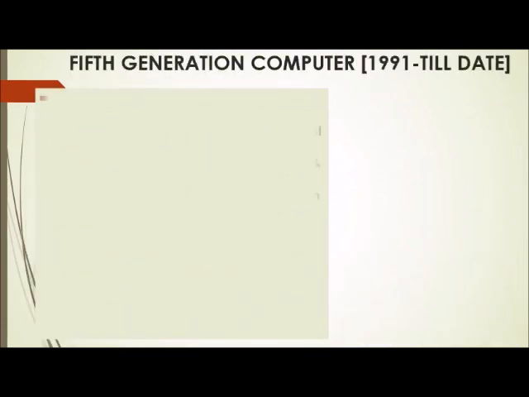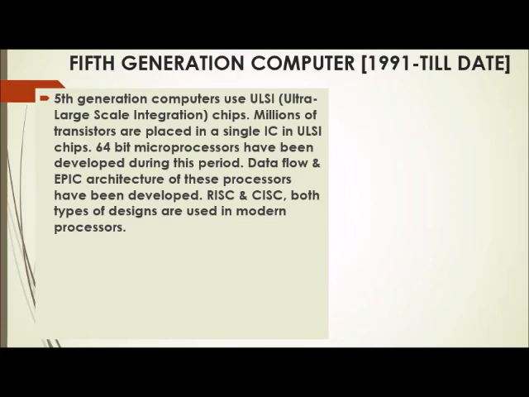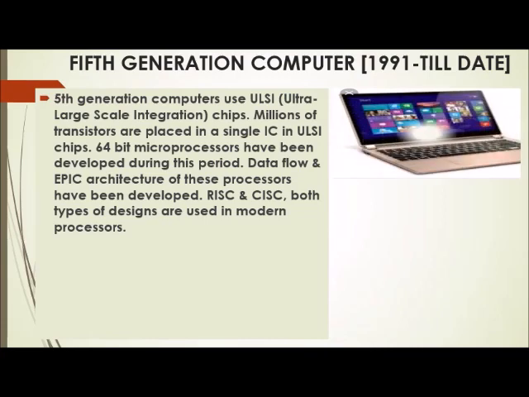The fifth generation computer was created in the year 1991, and that's what we are still using till date. The fifth generation computer used ultra large scale integration chips. Millions of transistors are placed in a single integrated circuit in ultra large scale integration chips. 64-bit microprocessors have been developed during this period. Data flow and EPIC architecture of these processors have been developed.